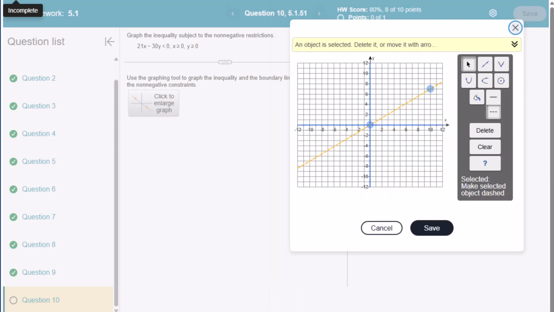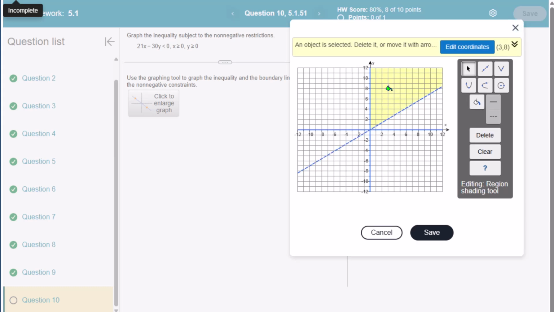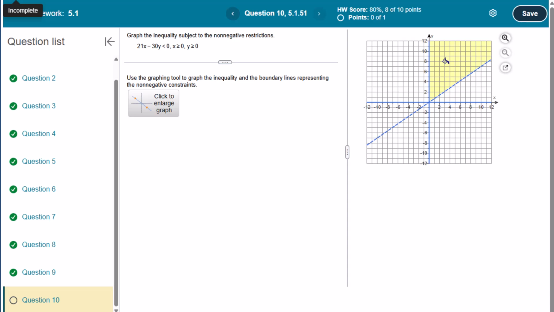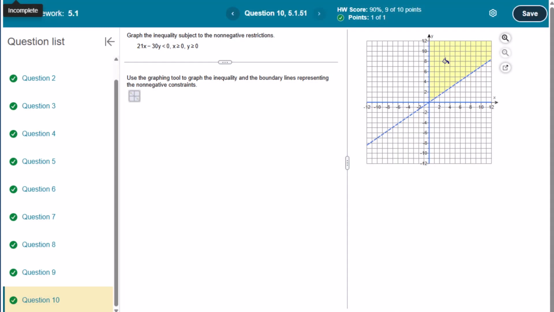So 2, 0 fails. That must mean all of that stuff works. And let's see. And yes, it is happy as well. And so that concludes section 5.1.